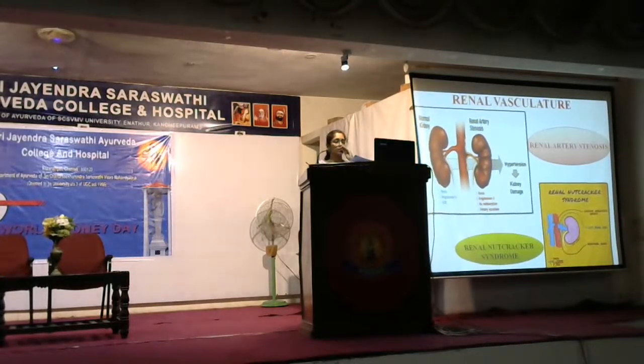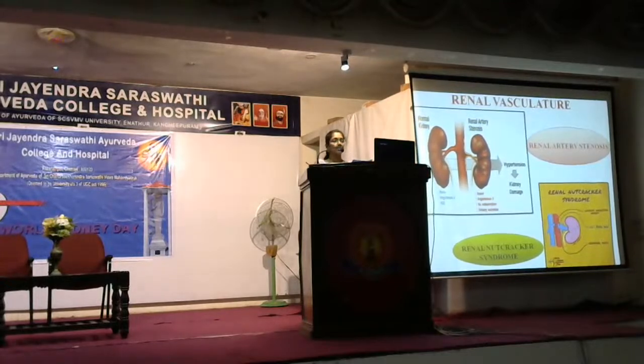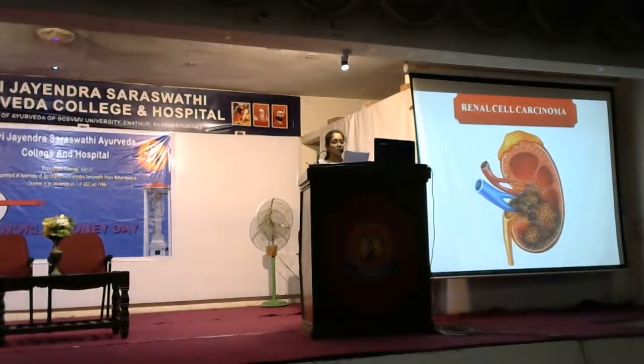Then we have a syndrome called renal nutcracker syndrome, wherein the renal vein is pressed in between the abdominal aorta and the superior mesenteric artery. As you can see in the picture, it is pressed between the two arteries, and hence it causes symptoms like hematuria and also mimics the symptoms of urolithiasis. Finally, we have renal cell carcinoma, which originates in the lining of proximal tubule cells and grows and develops over the lower pole of the kidney.